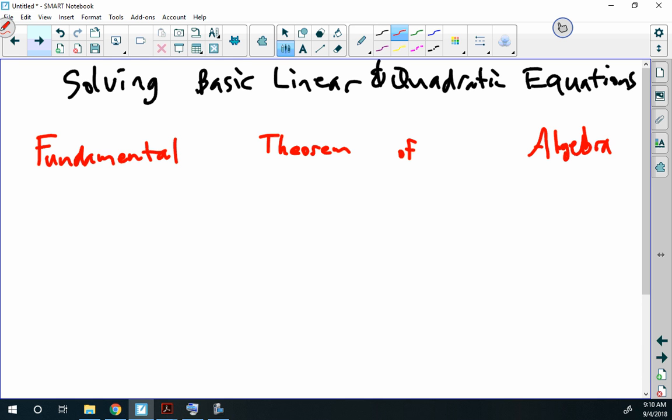Why do they wait till Algebra 2 to tell you this? This is going to blow your mind. You ready for this? What it says, this is awesome. It says this.